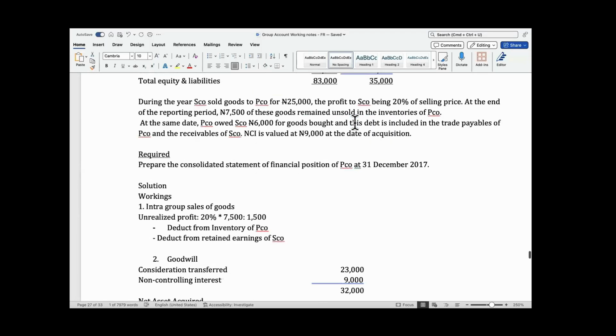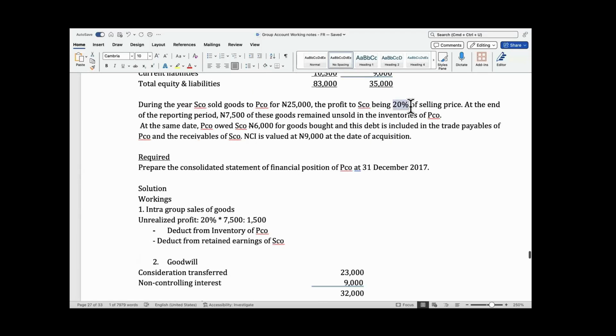This is more like what you find in the exam, where the profit will be expressed as a percentage, and they only give you the selling price. They won't bother giving you the cost. So if you go and do 20% of this 25,000, you are wrong, because only 7,500 remain unsold. It's on the goods that we have not sold out of the group that we need to eliminate profit. Any profit on that should be eliminated, because we cannot make profit from ourselves.